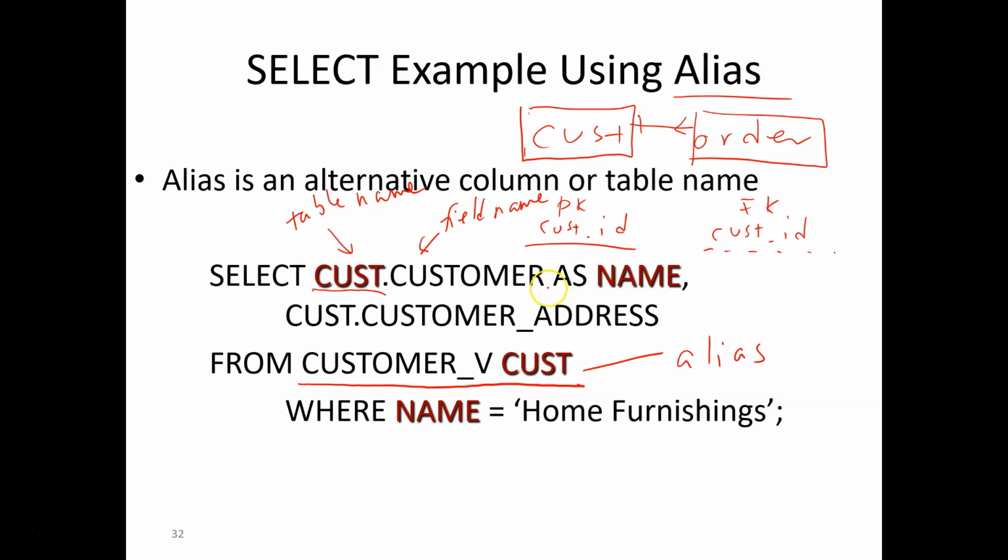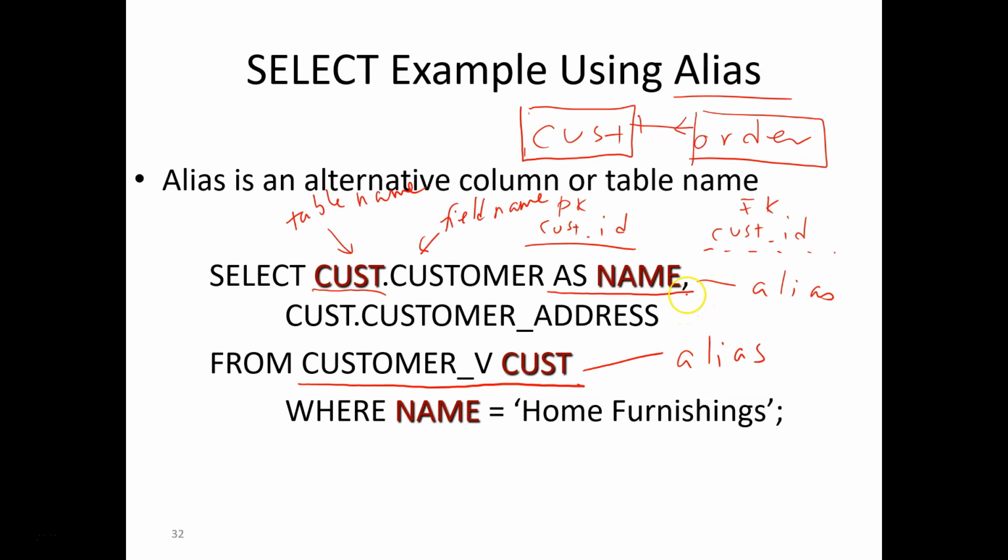Okay, so what this is doing as name here is that we are assigning an alias to this field. As name, what this will do is when we get the result for this query, it's going to give the customer field a new name called the name. So this name will be shown as a field name in the result.